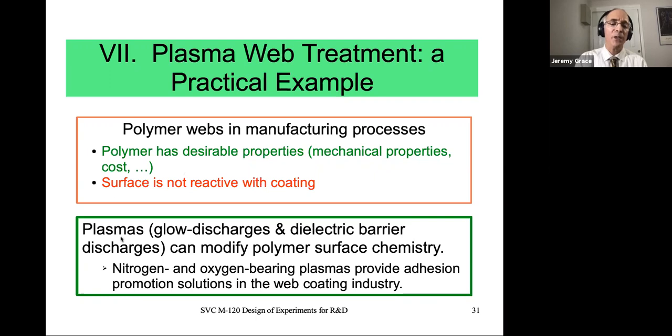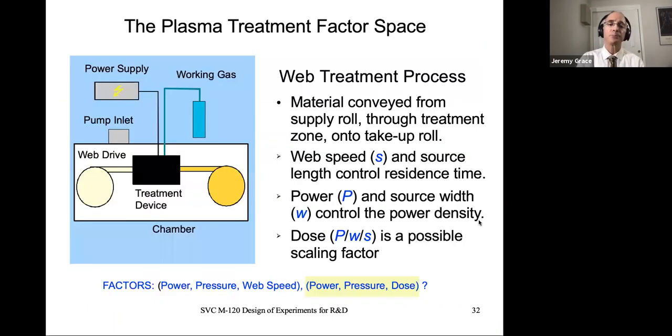So over the decades, people have found that exposing these polymer surfaces to plasmas, such as glow discharges, dielectric barrier discharges, even flames, which are a type of plasma, those things can modify the polymer surface chemistry. And in general, there are nitrogen and oxygen-bearing plasmas that have been proven to provide adhesion promotion solutions in the web coating industry. And I'm going to talk about an example of a nitrogen-bearing plasma.